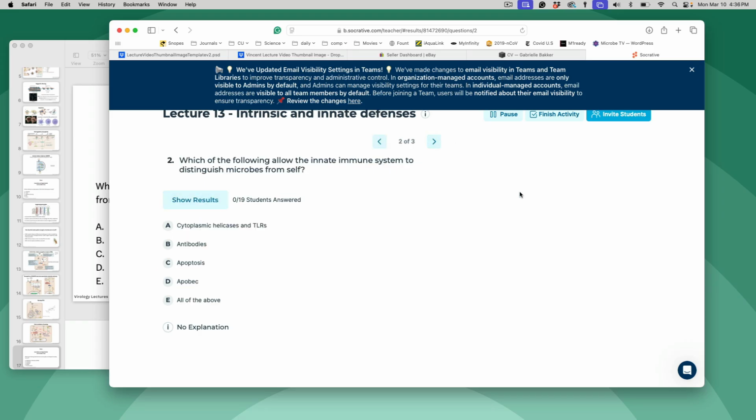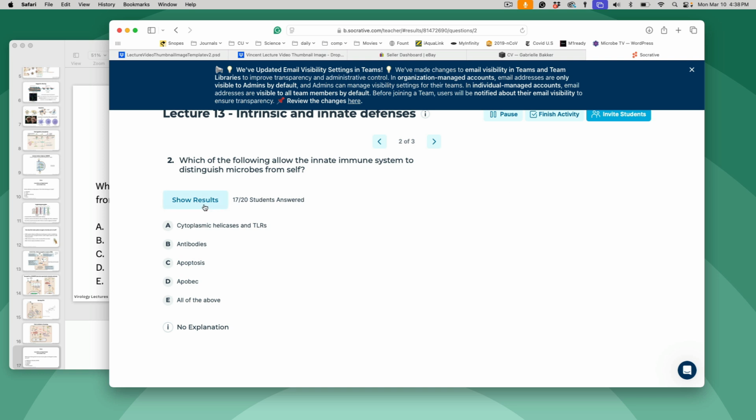This question: which of the following allows the innate immune system to distinguish microbes from self? Cytoplasmic helicases and toll-like receptors. So cytoplasmic helicase is another word for RIG-I, one of the other sensors. Antibodies, apoptosis, APOBEC, all of the above.